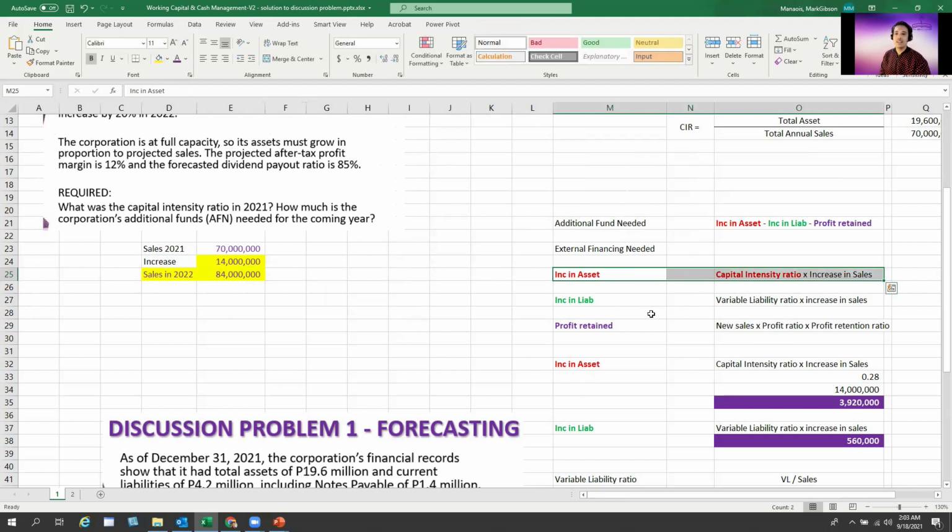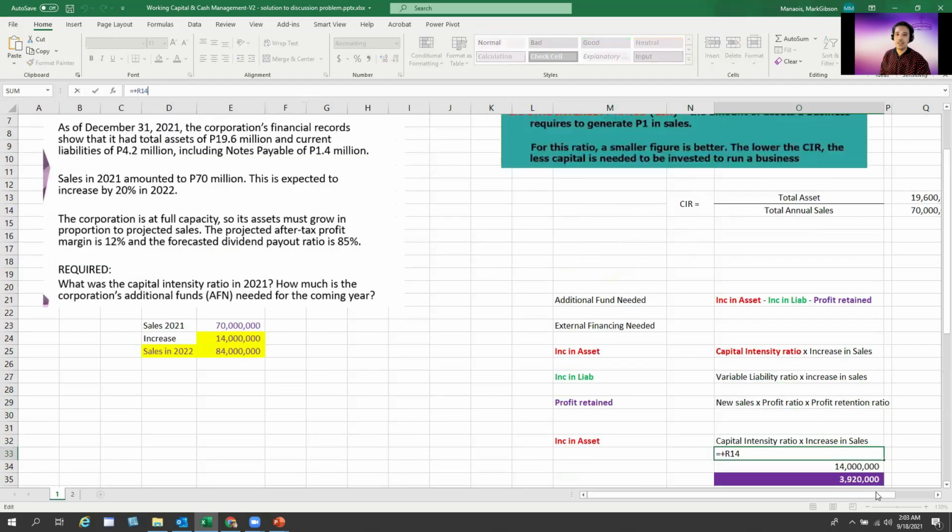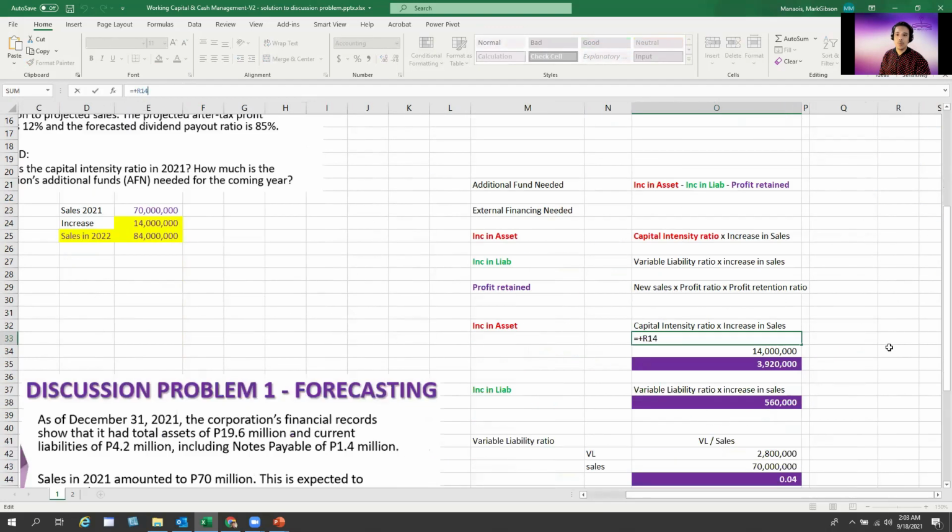No? So, okay na tayo dito kay increase in asset. No? Let's derive the formula. So, how much is the capital intensity ratio? Ayun, nakalink pa nga, 0.28. Multiply by increase in sales of 14 million. No? So we have increase in assets of 3,920,000. Okay na tayo dyan.